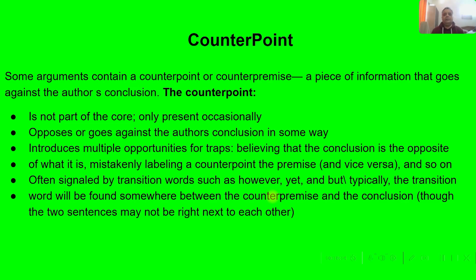So now we come to the next component, that is the counterpoint. Some arguments contain a counterpoint or counterpremise, a piece of information that goes against the author's conclusion. The counterpoint is not part of the core, only present occasionally, and opposes or goes against the author's conclusion in some way. It introduces multiple opportunities for traps, such as believing that the conclusion is the opposite of what it is, mistakenly labeling a counterpoint the premise and vice versa, and so on.